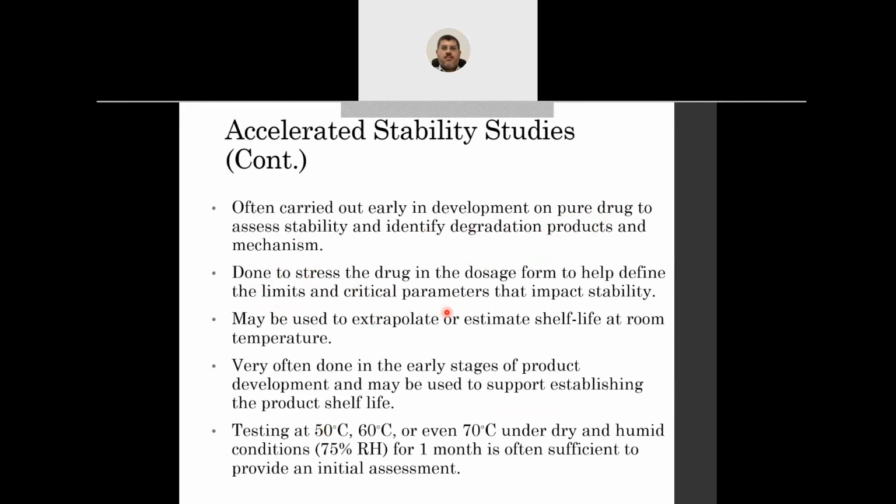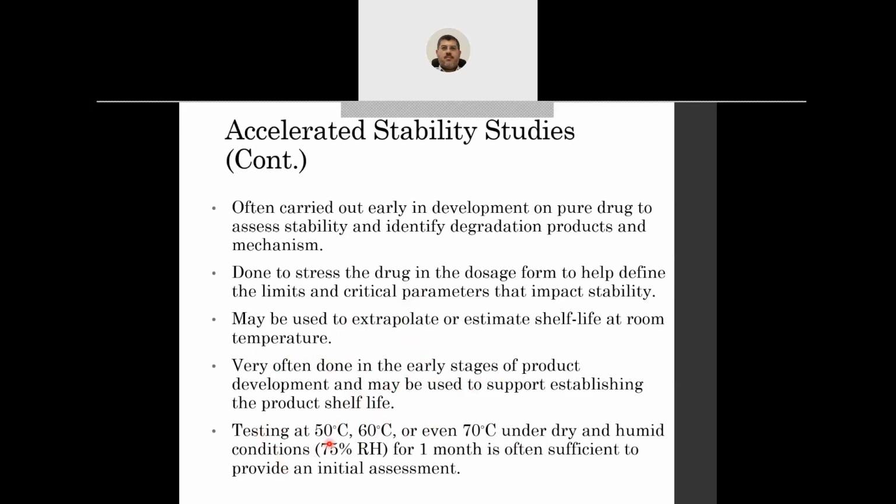The good thing about why we use it is that high temperature, as we mentioned, increases the reaction rate, so you can get the results faster. You want to shorten the drug development or formulation development time. It can be used to extrapolate or estimate the shelf life at room temperature. We will show how to extrapolate. It is very often done in early stages of product development to support the establishment of product shelf life.